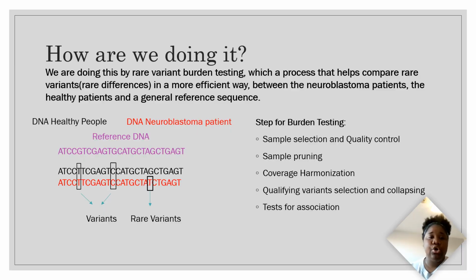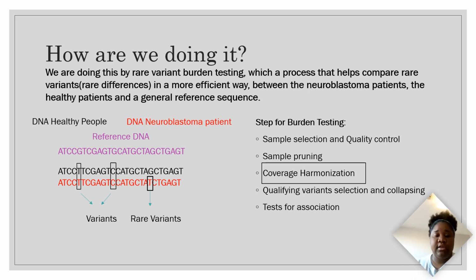How are we doing this? We're doing this by rare variant burden testing, which is an analysis that, like in the picture, looks for differences between reference DNA, which is in the purple, controls and cases, and the variants that are only found in the neuroblastoma patients can be considered rare variants.